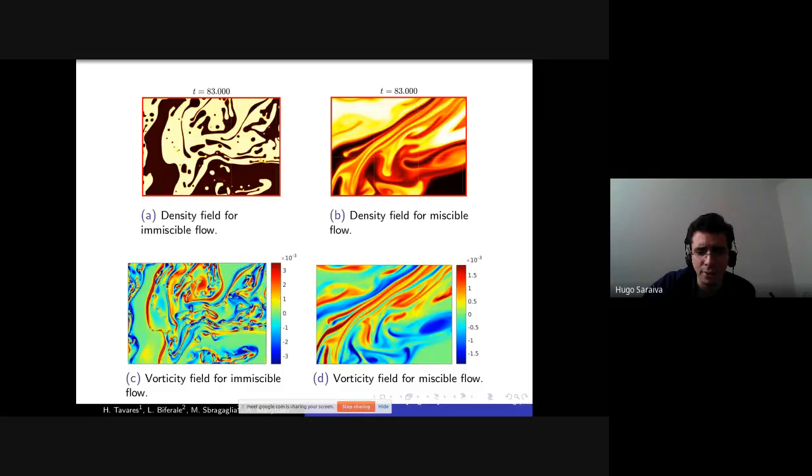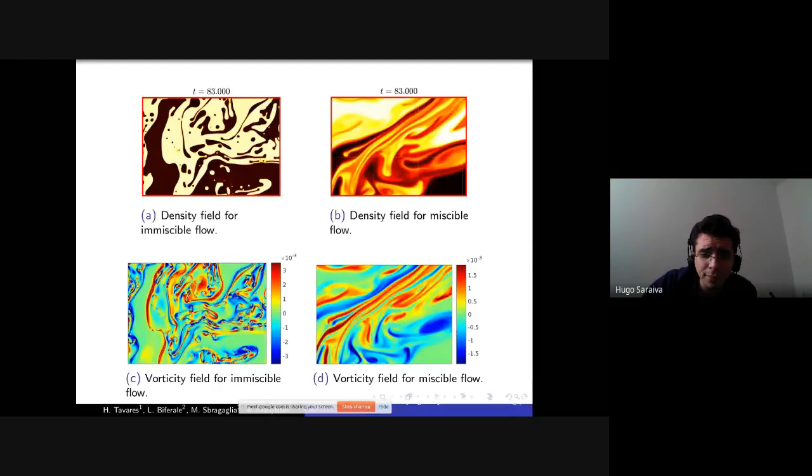And this is a picture of the vorticity field. I brought back some of the pictures from the beginning of the presentation, and I calculated the associated vorticity field. We can see that the high vorticity, the vorticity with high intensity in the immiscible case, is close to the interface. And we also see, by the difference in the limits of the color bars, that the typical high vorticity in the immiscible case is twice as big as the vorticity in the miscible case.